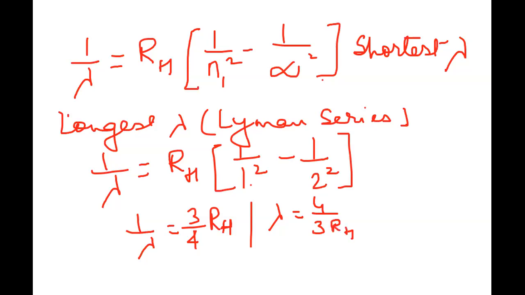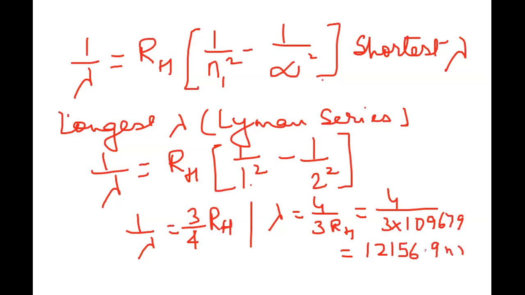That is the Rydberg's constant. And if you substitute the values for this, you will get 4 divided by 3 into 1096, this is the value we just got, 6, 7, 9. Then this turns out to be equal to 1215.9 nanometer, and accordingly you can find out the values to understand this.